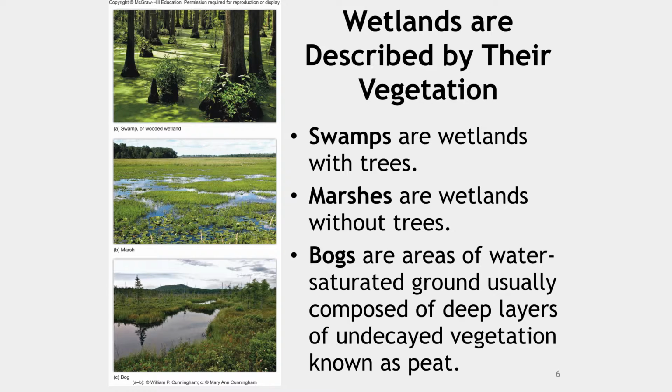Bogs are areas of water-saturated ground, and usually the ground is composed of deep layers of accumulated, undecayed vegetation known as peat. Fens are similar to bogs except that they are mainly fed by groundwater so that they have mineral-rich water and specially adapted plant species. Many bogs are fed by precipitation. Swamps and marshes have high biological productivity. Bogs and fens, which are often nutrient poor, have low biological productivity.